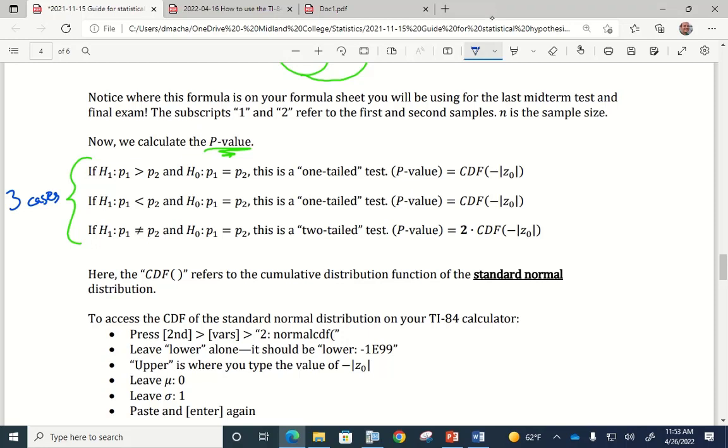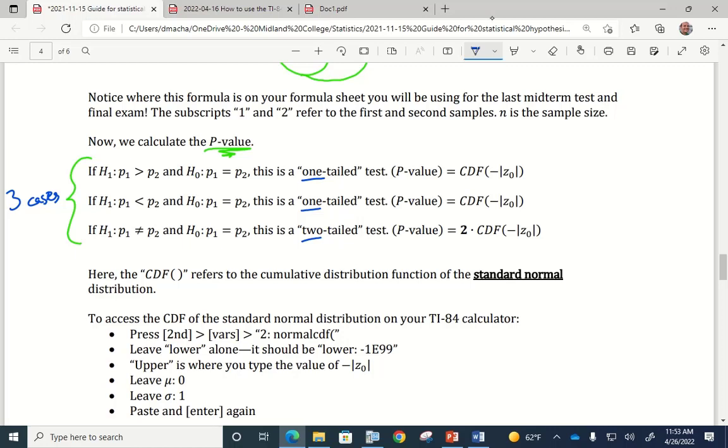You can have either a one-tailed test or a two-tailed test. And if it's a one-tailed test, what you're saying is, I'm making the alternative hypothesis. I'm trying to find evidence that one of my proportions is less than or greater than the other proportion.